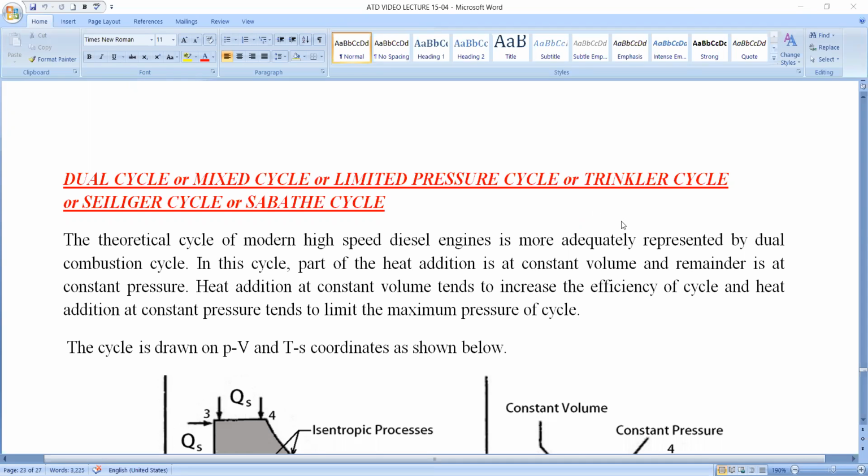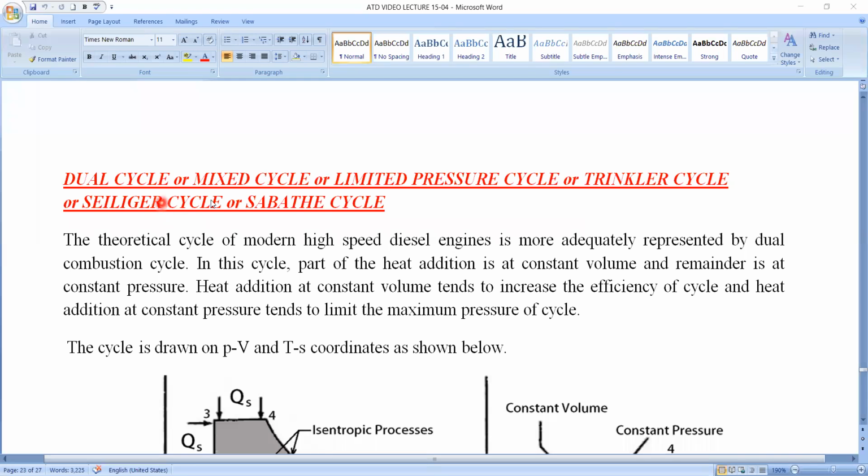In today's session, we will study the dual cycle, which is in module 1 of chapter 1, that is air standard cycles. The agenda of today's class is to learn the dual cycle. In that, we will study how to draw the dual cycle on the PV and TS coordinates, and also we will derive the air standard efficiency for a diesel cycle. Let's start our session.